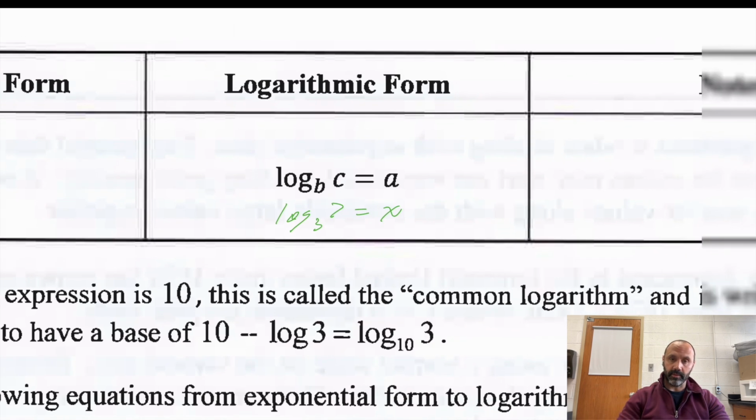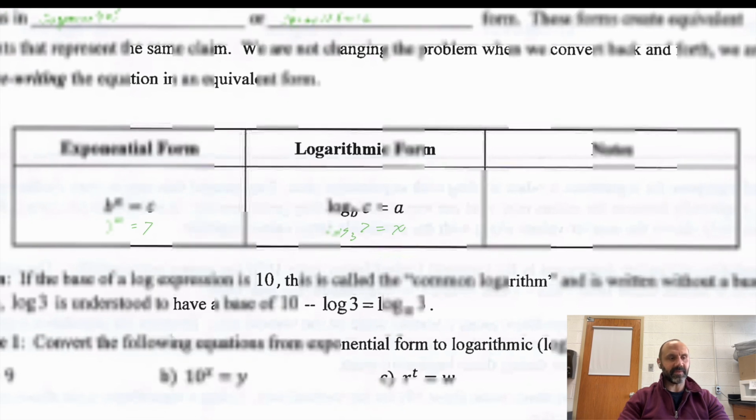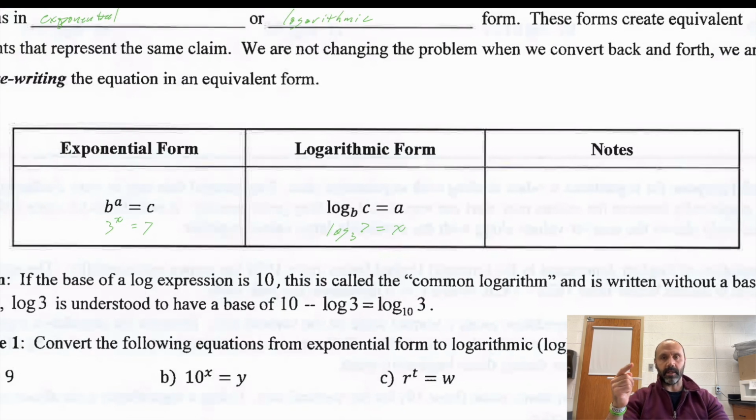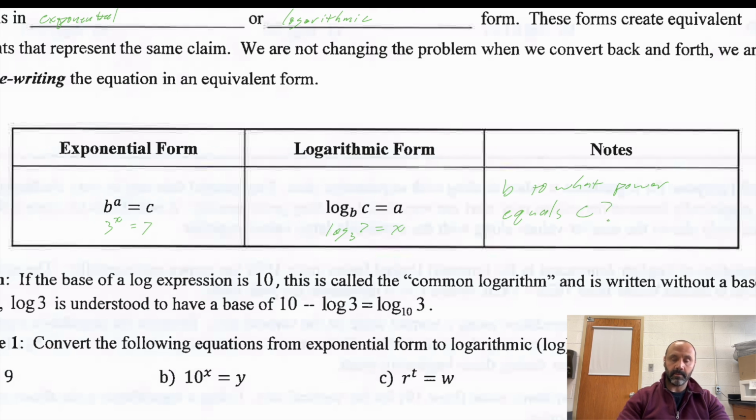The way that I read logs to myself is I think, the base to the what power gives me the number that's in there? So in my head, I would read this as 3 to the what power equals 7. I'm kind of going back to the exponential form because that's what I'm most familiar with. So I could just write b to what power equals c. We're not going to go over how to calculate that yet, but just getting used to the form.